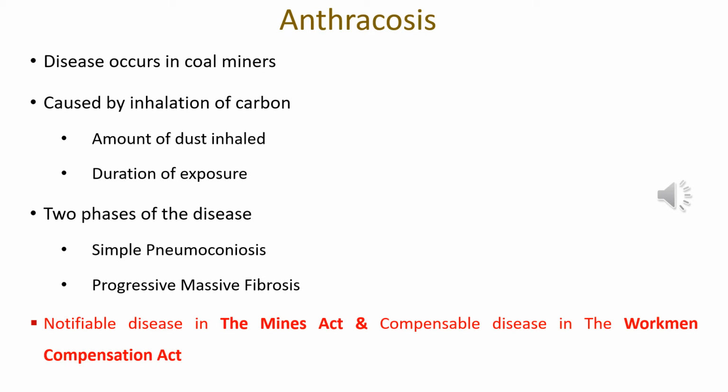So the second example of fibrotic lung disease due to inhalation of some dusts, or pneumoconiosis, is anthracosis, and anthracosis is due to the inhalation of coal dust, and it occurs in coal miners, and it is caused by inhalation of carbon. The development of anthracosis is dependent upon the amount of dust inhaled and duration of exposure to coal dust. There are two phases of disease. First, there is simple pneumoconiosis, and then there is progressive massive fibrosis. It is also a notifiable disease.